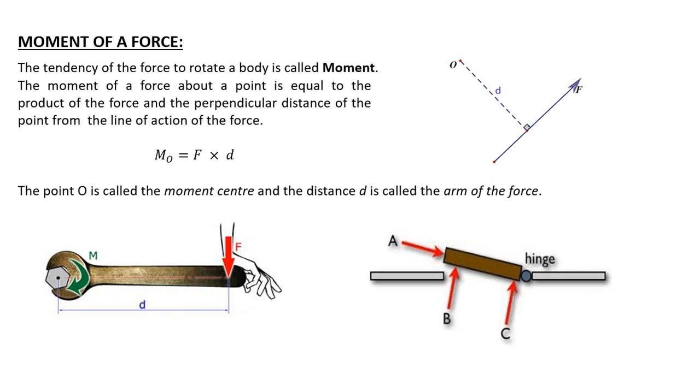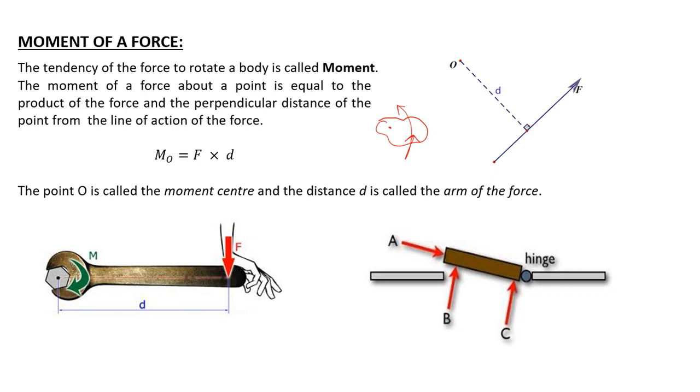The tendency of a force to rotate a body is called moment. Whenever there is a body and we apply a force in some direction, for example in this direction, it will rotate the body about a point, let us say this point. If it tries to rotate the body about this point, then this force is creating a moment on this body which helps to rotate it about a particular point.